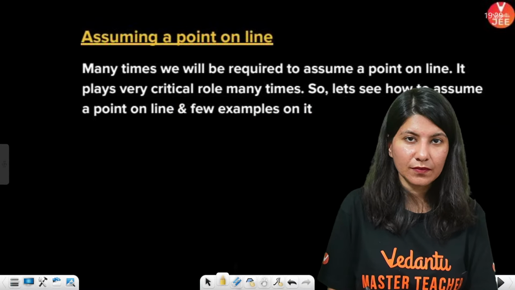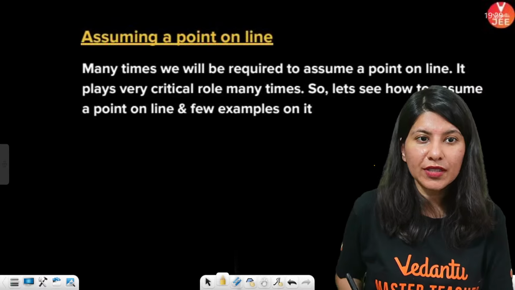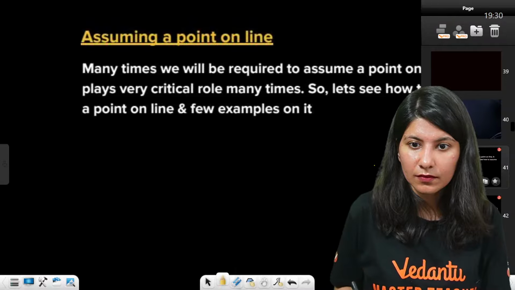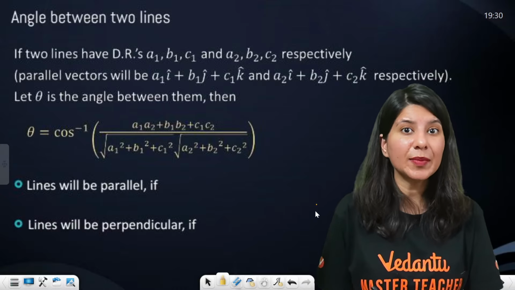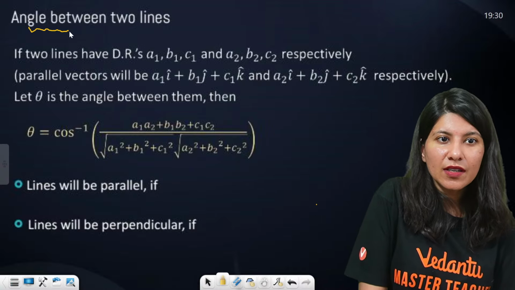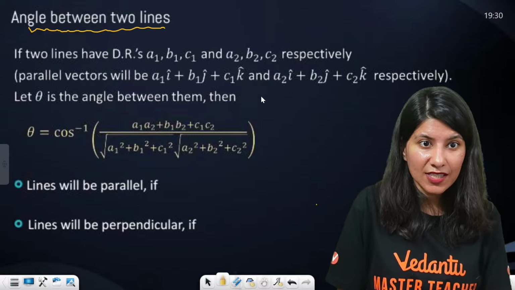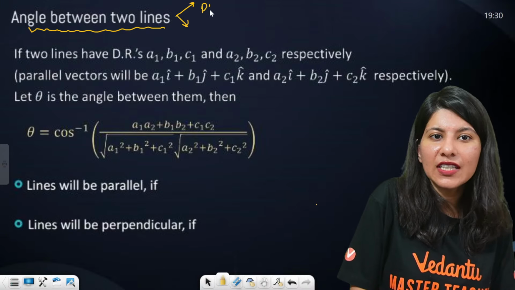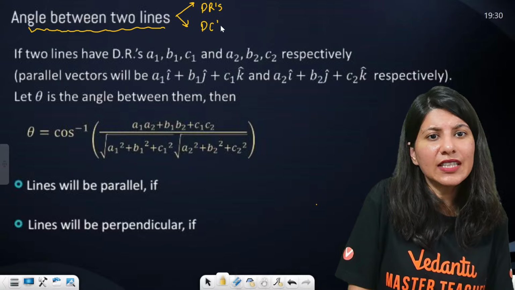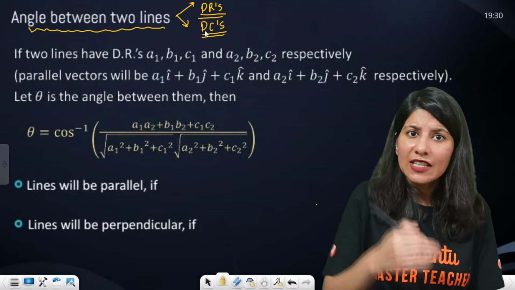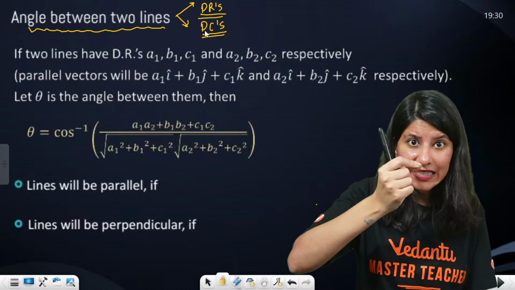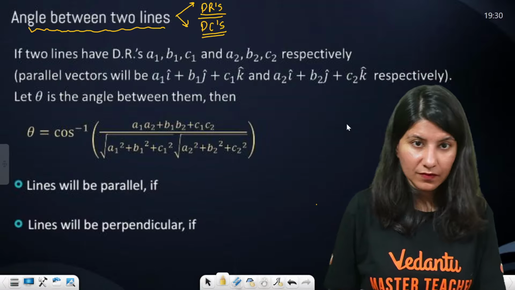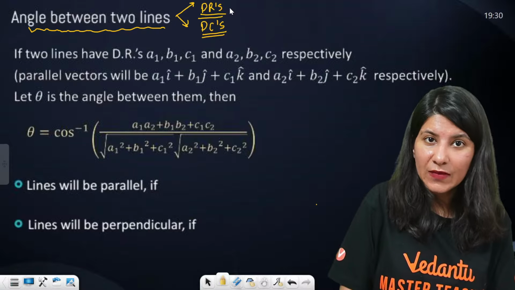Now let us talk about angle between two lines. This is a very important topic. To find the angle between two lines, either you have DRs of that line, that will work, or you can have DCs of that line, that will work. If you have DRs, you have seen how I created DCs. DRs can be converted into DCs. So you can just use DRs or DCs.